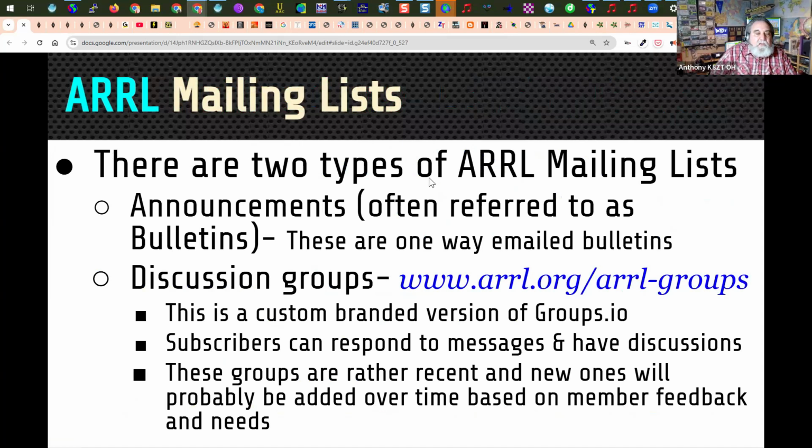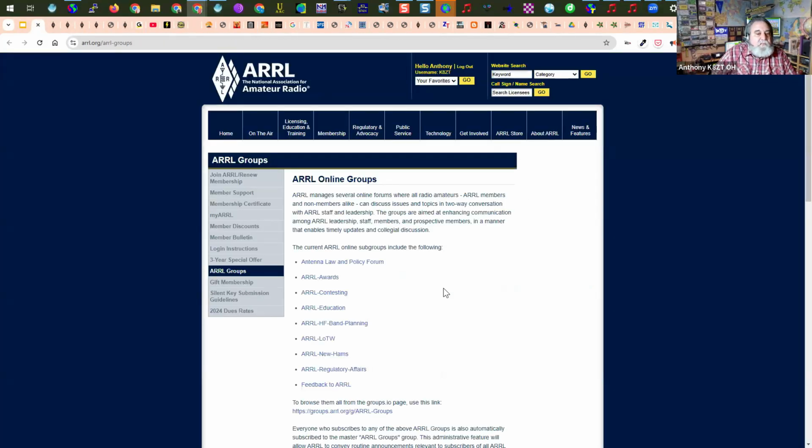The two types of mailing lists I talked about earlier, and I'll show you how you get those a little bit in a few moments here. There's also discussion groups available. Does anyone know about these?